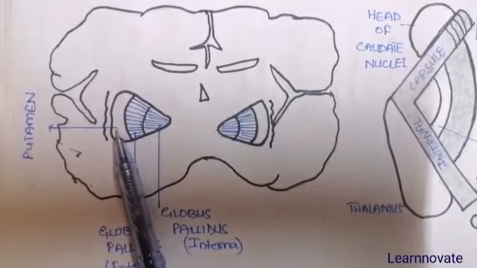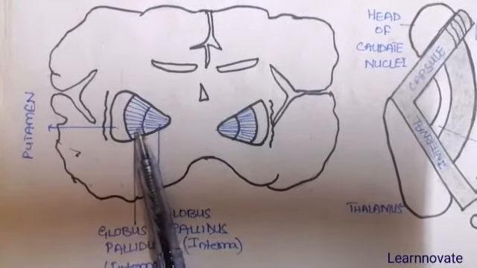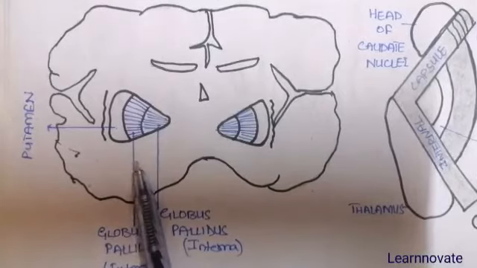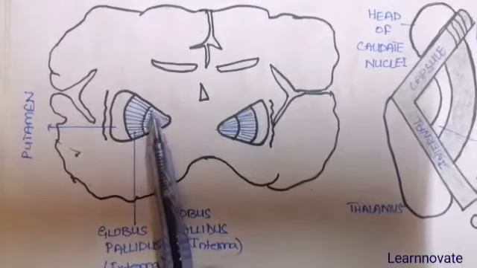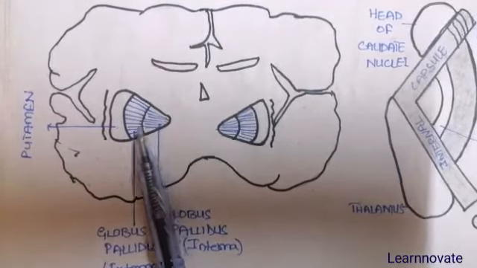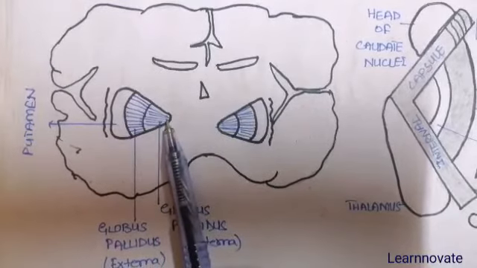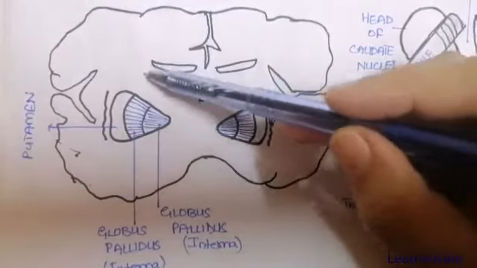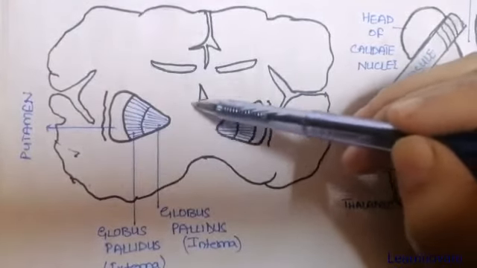The major one, the outer lateral one, is the putamen. And the inner, lighter one is the globus pallidus. This globus pallidus is again divided into two parts by a sheet of white matter, into a globus pallidus externa and a globus pallidus interna. Then medially, this globus pallidus is related to the internal capsule, which separates it from the thalamus and the caudate nuclei.